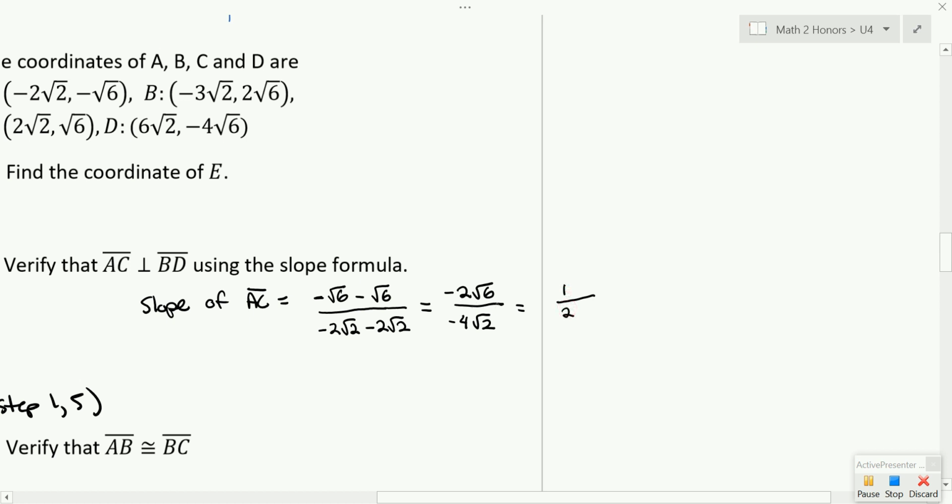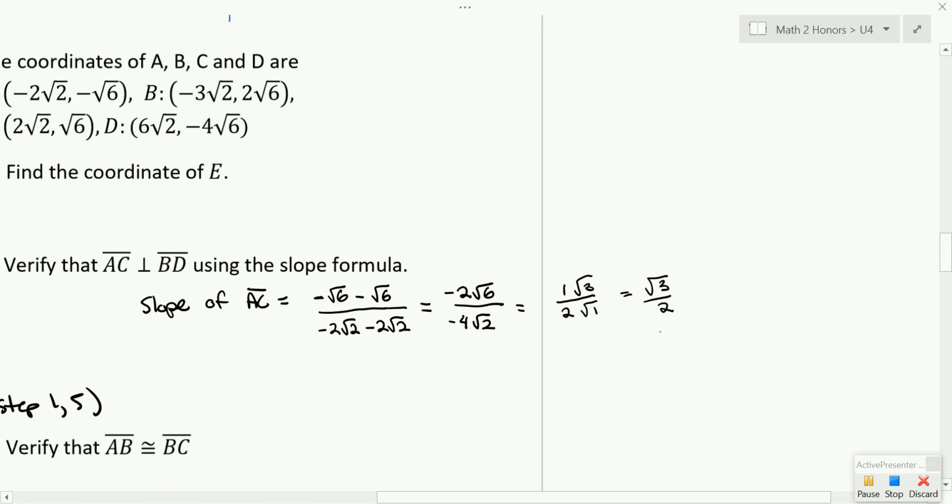Could I reduce the 6 and the 2? Can I divide them both by root 2? You can. If they're both square roots, you can reduce them. So this would be the square root of 3, and this would be the square root of 1. Now, 1 times square root of 3 is just square root of 3. Square root of 1 is what? Just 1, so this is really just over 2. So that's our slope of AC.